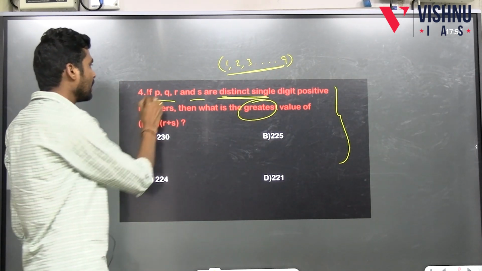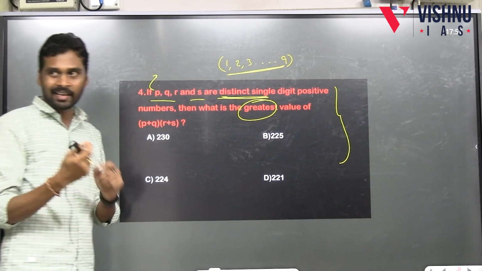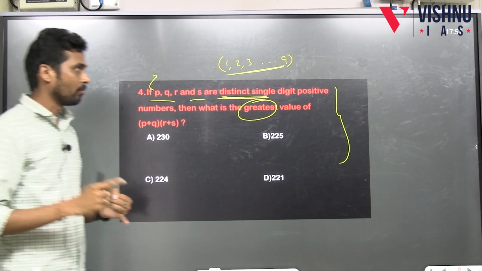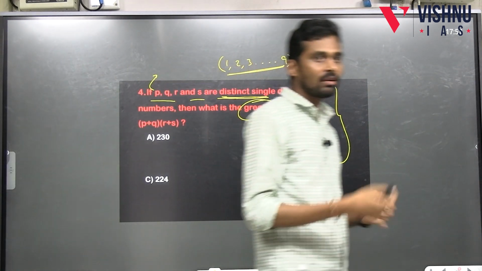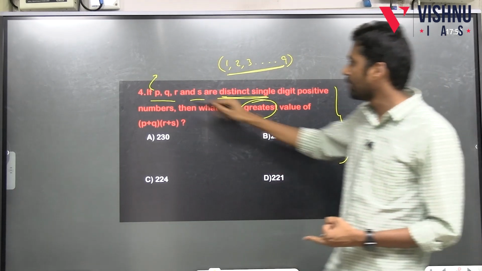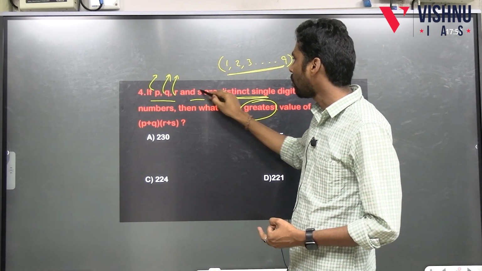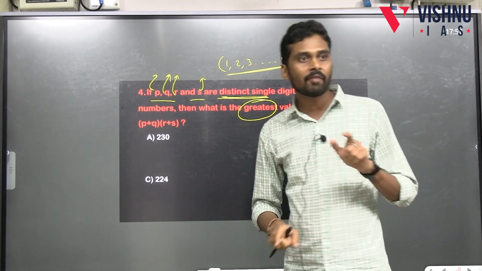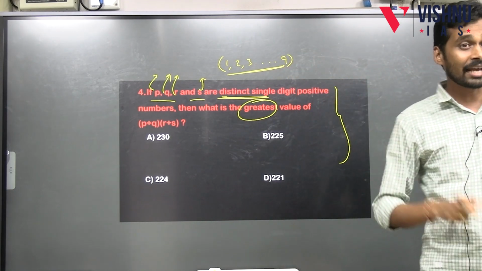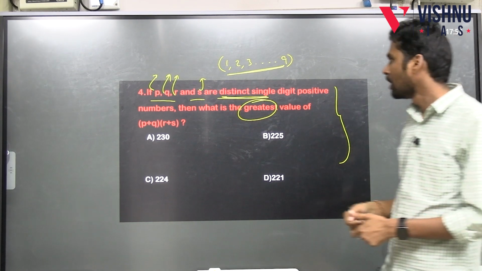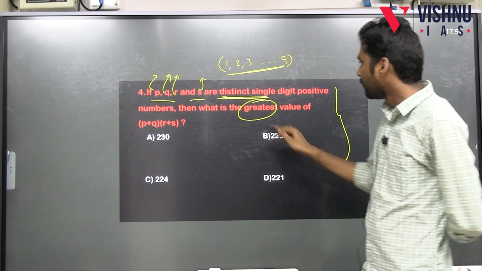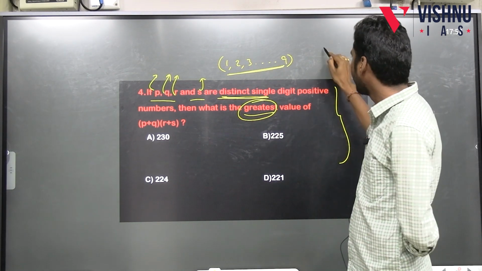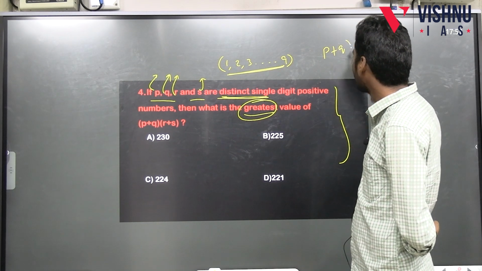So P is one value. 1 to 9, we can take any value for P, and similarly we can take it for Q, and similarly for R and S. But when you are taking the values of P, Q, R and S, all the values must be different. Likewise, we need to consider the numbers. After considering the numbers, then what would be the greatest possible value of P plus Q into R plus S?